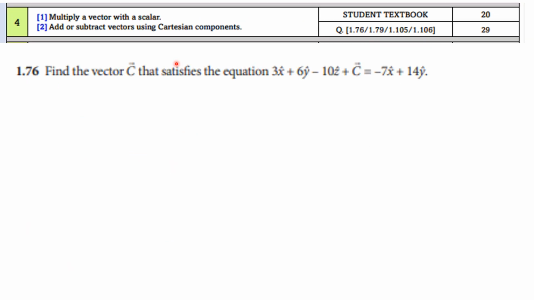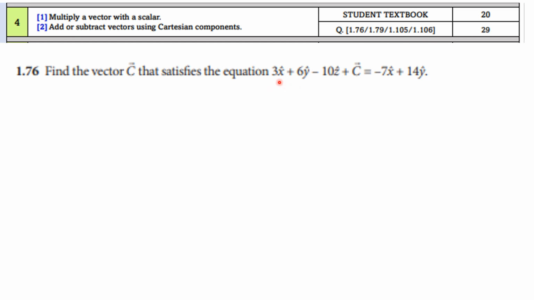So here moving to question 4. We have to multiply a vector with a scalar. We have to add or subtract vectors using the Cartesian coordinate. Here they gave us an example, question 176. So we have to find the vector C that satisfies the equation.